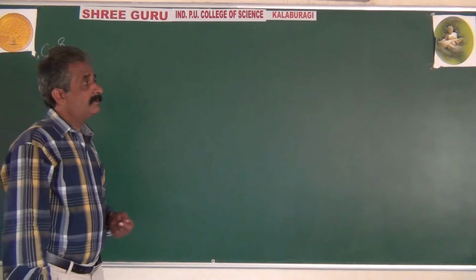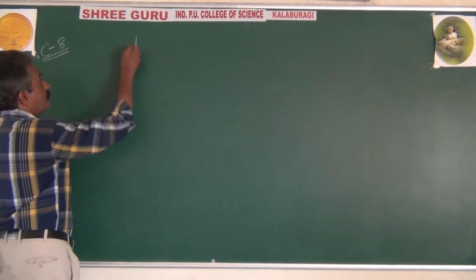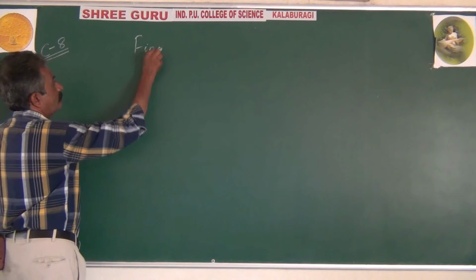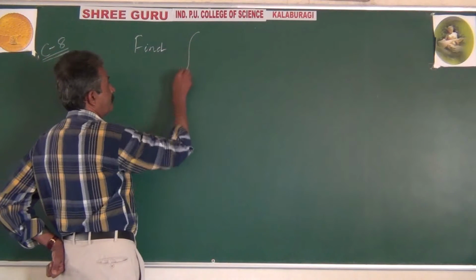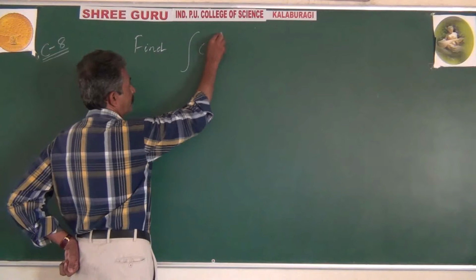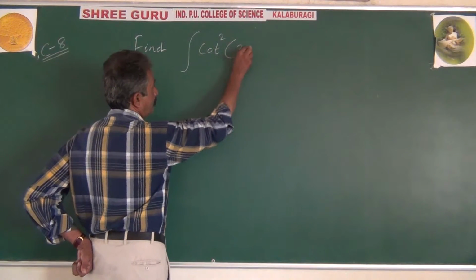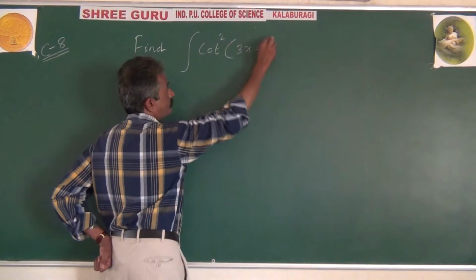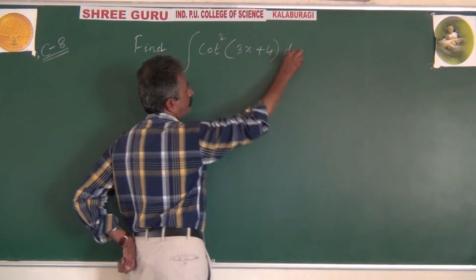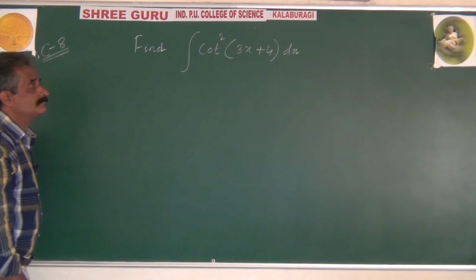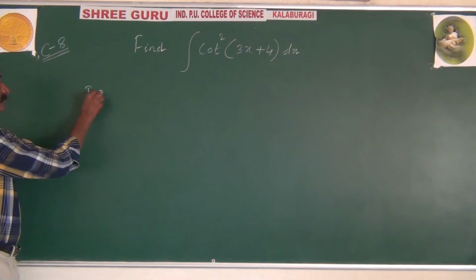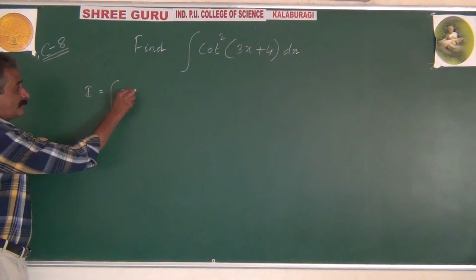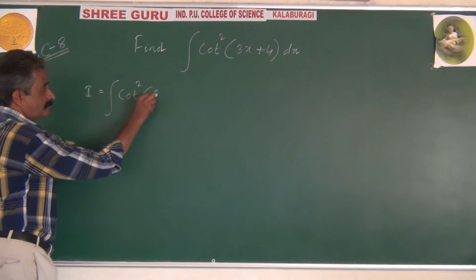Next problem, find it. Or it may be given as evaluate. Find integration of cot square of 3x plus 4. Start with I. Let I equal to integration of cot square of 3x plus 4.